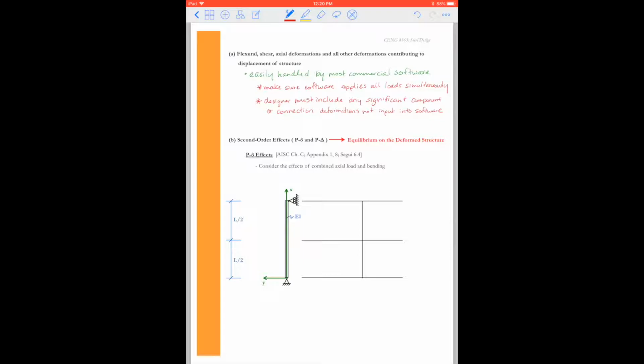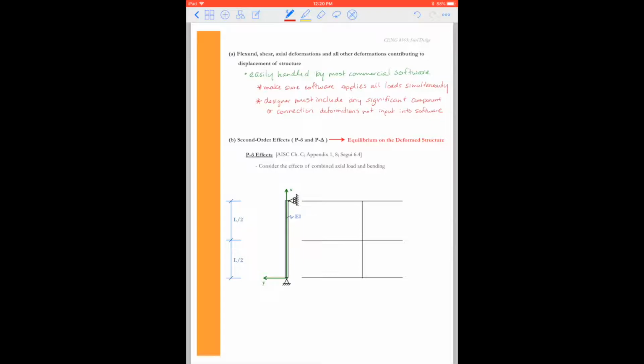All right, so usually in software we connect our columns and our beams together, but if we have a very flexible connection, the designer has to do something at that connection to make sure that deformation is accounted for when we do our analysis. But otherwise, the software will pretty much take care of item A of the big 5.